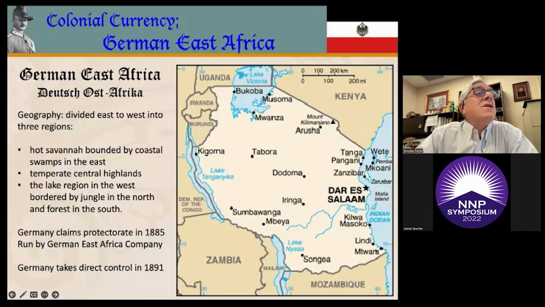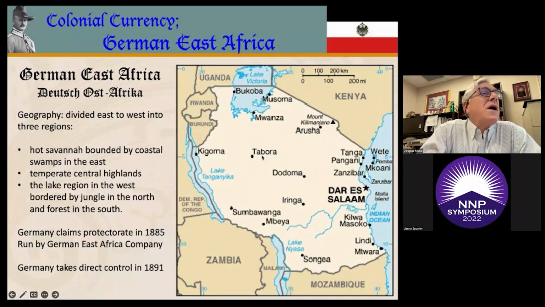And you can see the result here on the map. You've got the capital at Dar es Salaam, which was a great port. It had a very good harbor and was developed quite a bit during this period. And then you have the map of the colony, which was three times the size of Germany at the time. So this is a huge area, and it's characterized by different geographic zones.